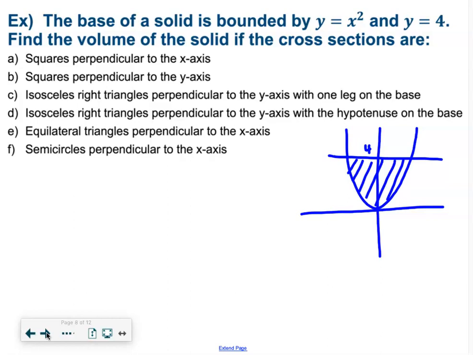Pretend that this is your parabola, right? Pretend that's your parabola. The squares are perpendicular to the x-axis, coming out of the board this way. So in this, for example part A, our cross sections are squares perpendicular to the x-axis, so they'd look like that. As you move along the parabola, the size of your square gets bigger. One edge of the square is on the plane, and then the rest of the square is coming out from there.